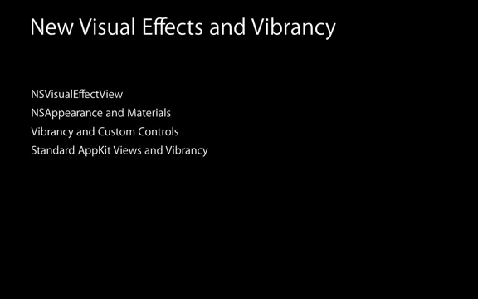So what am I going to talk about today? I'm going to talk about a new class in AppKit to do these blurring and visual effects called NSVisualEffectView. I'm going to talk about NSAppearance and some materials and how to get custom colors and whatnot that we have. Then I'm going to talk about vibrancy and how to get that vibrancy and how to do it in your controls and standard controls in AppKit. And then finally, I'm going to discuss briefly some of the standard controls in AppKit that adopt these features and how we do it and how it affects you.